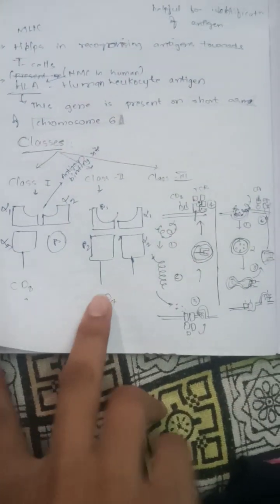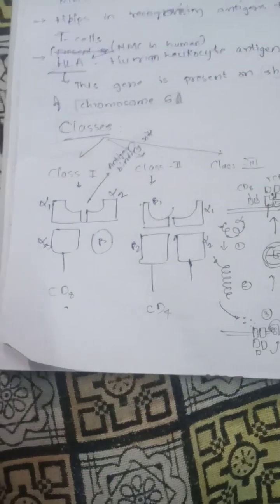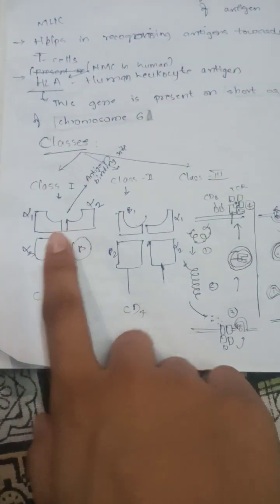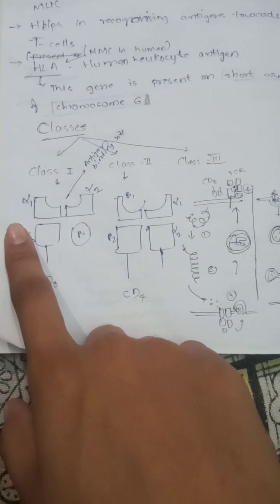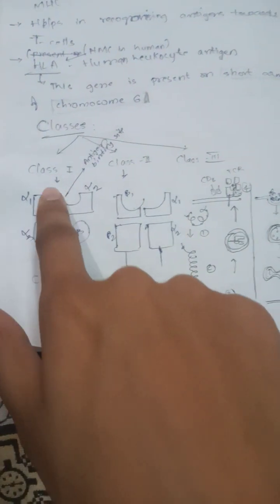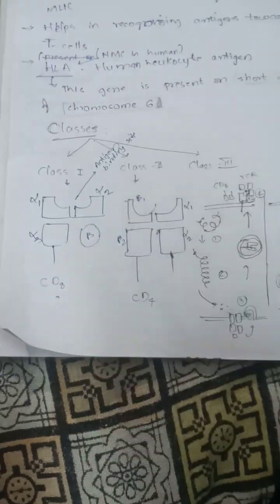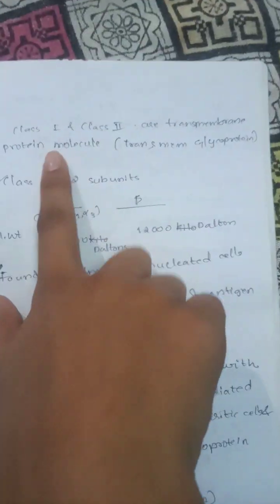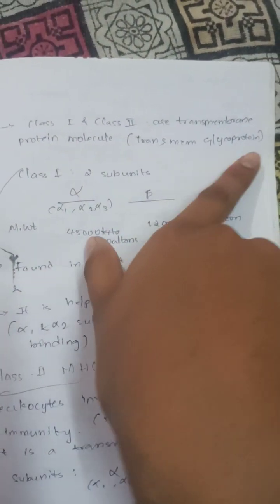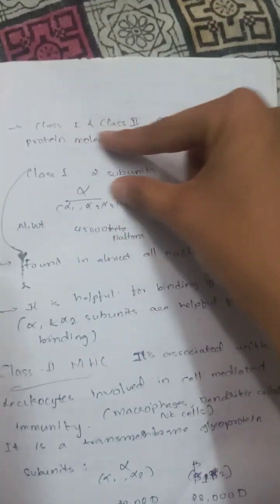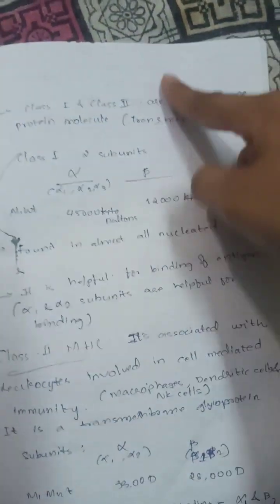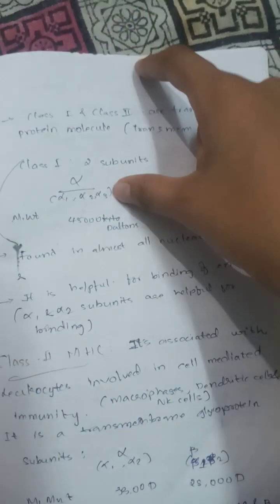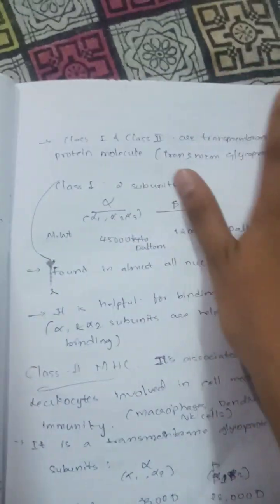So there are three classes of MHC. First is class 1, class 2, class 3. So this is the class 1, and this position is the antigen binding site. Class 1 and class 2 are transmembrane protein molecules, that is, transmembrane glycoproteins. If this is a cell membrane, class 1 and class 2 are present in between it, spanning above and below. Like in between the membrane, these class 1 and class 2 MHC are present.